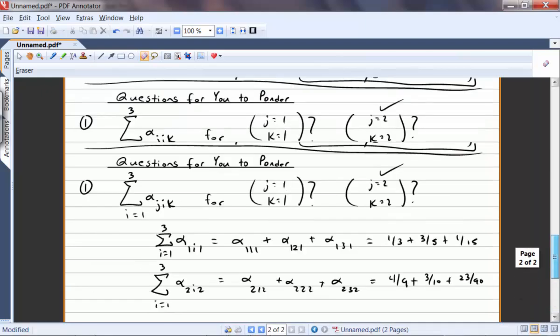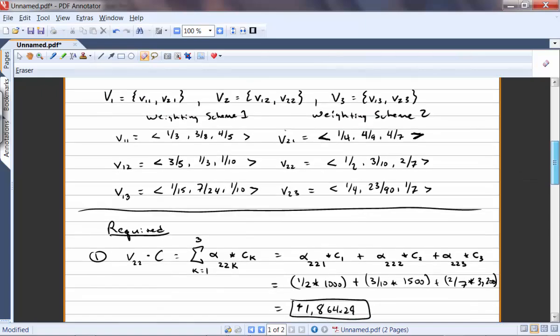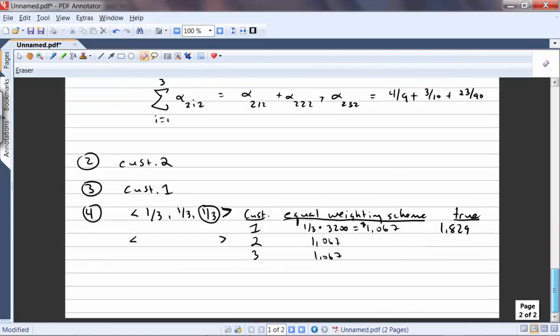If we go back up, the true weighting scheme for customer two, if we're using weighting scheme two, is 1/2, 3/10, 2/7. So 2/7 times 3,200 is what customer two would get. That's what they should get, not what they got, but what they should get. That's the true, 914 bucks. So using the true weighting scheme for customer two, they should get 914, but we gave them 1,067. We overcost that customer. We're saying it cost us 1,067 in mixed costs for that customer, but really it only cost us 914. That's also bad.